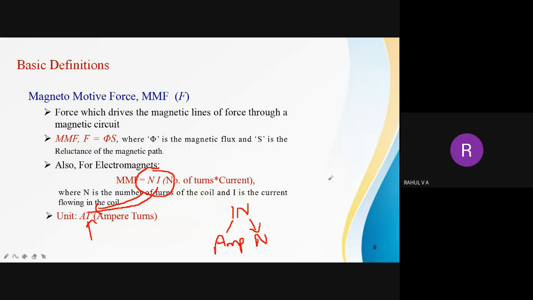Okay, so clear with the basic concept of magnetic circuit?